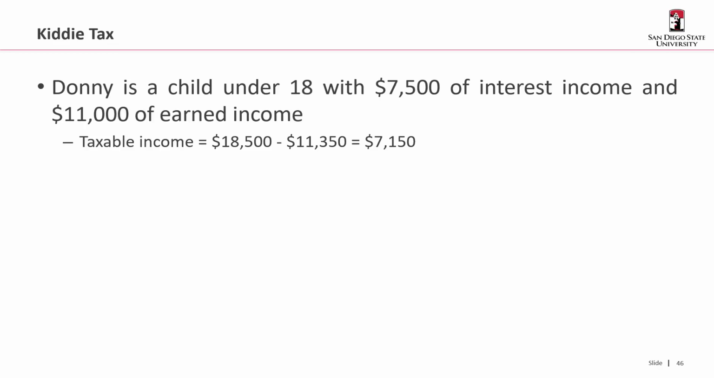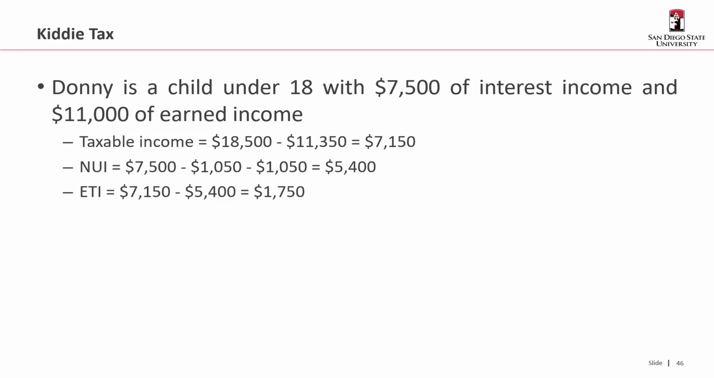So Donnie's a child under 18, $7,500 of interest income, and $11,000 of earned income. So taxable income is now $18,500. The standard deduction amount is the greater of his earned income plus $350 or $1,050. Clearly that's $11,350. So the taxable income is $7,150. His net unearned income is $7,500 minus the $1,050 minus the $1,050 or $5,400. The ETI is the taxable income less the net unearned income, $7,150 minus $5,400, or $1,750.